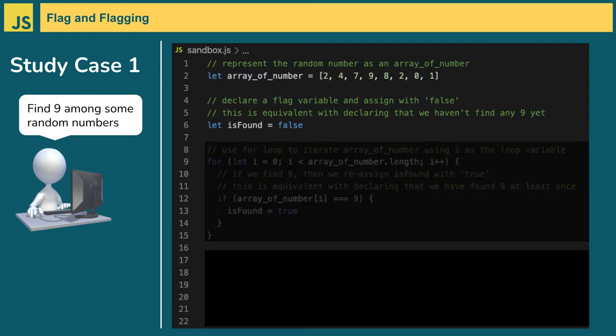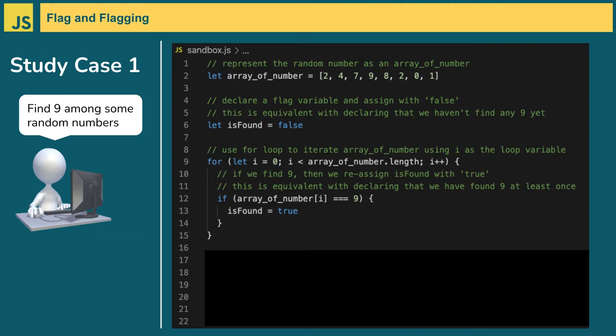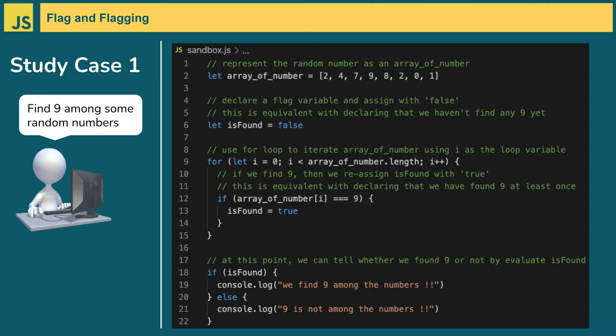Okay, and then we will use a for loop to iterate the array of numbers, using i as the loop variable. As you can see, I put a logic there that every time we meet 9, we will reassign isFound to true. Okay, so in the end we can check whether it's true or not, and if it is true, we will print out we find 9 among the numbers. And if it didn't find any 9, then we can say that 9 is not among the numbers.